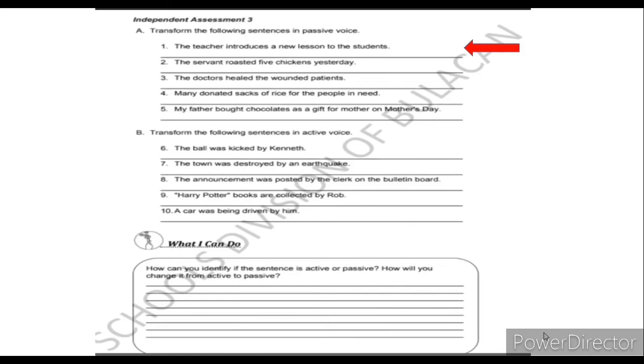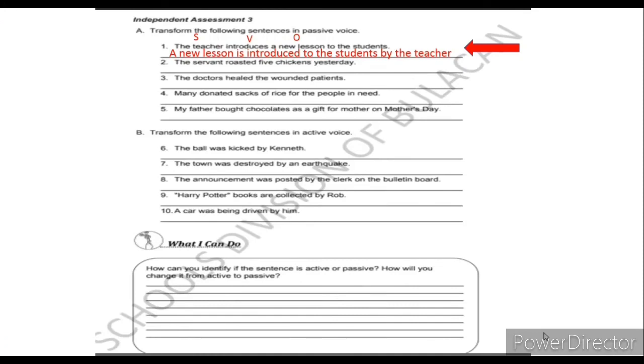"The teacher introduces a new lesson to the students." Let's first identify the structure of this sentence. The subject is the teacher, whereas the verb is introduces and the object is a new lesson. In forming the passive form of this sentence, the object comes first in the sentence, followed by the verb, and then the teacher. So it will be like this: "A new lesson is introduced to the students by the teacher." It goes like that.